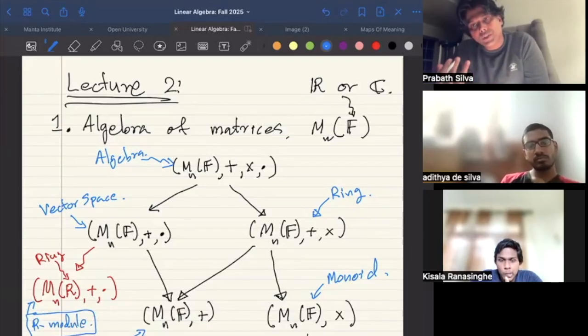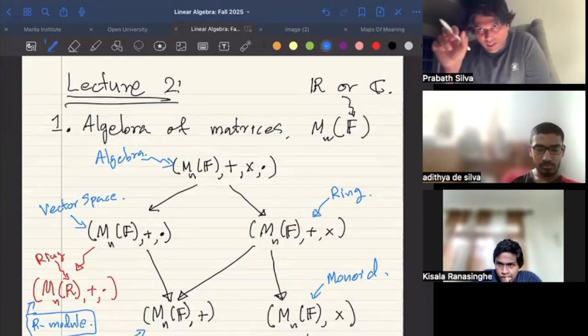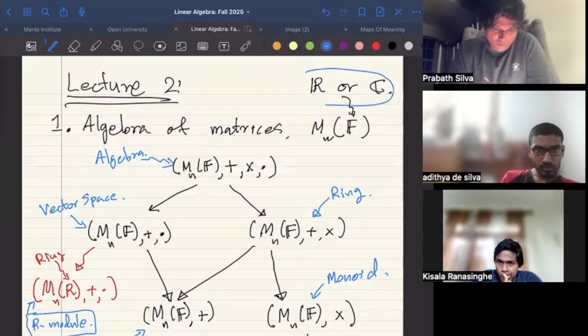Basically an R module is like a vector space, but the scalars are coming from a ring rather than a field. Okay. And the only thing that we didn't talk about here is the definition of a field. A field is a ring, but every non-zero element has a multiplicative inverse. Okay, so this would be an example of a field.